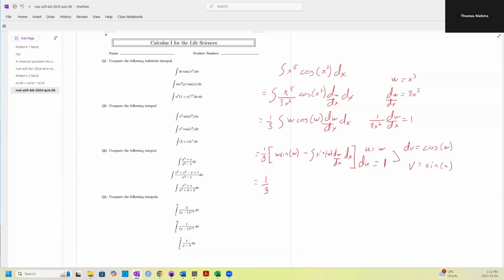equals 1/3 w sine w plus cos w plus c, which equals 1/3, replacing w with x cubed gives me 1/3 x cubed sine x cubed plus 1/3 cos x cubed plus c. Remember your plus c.